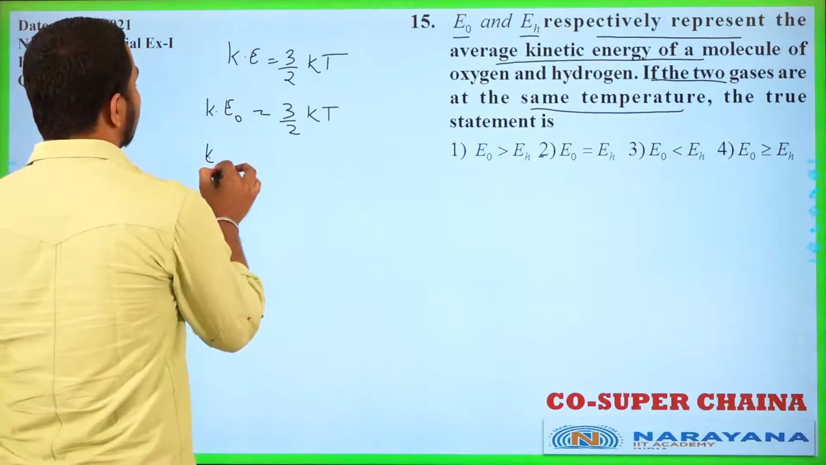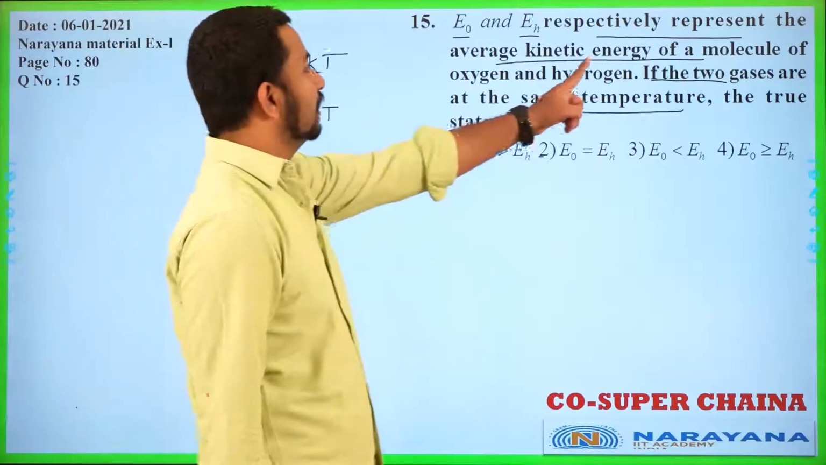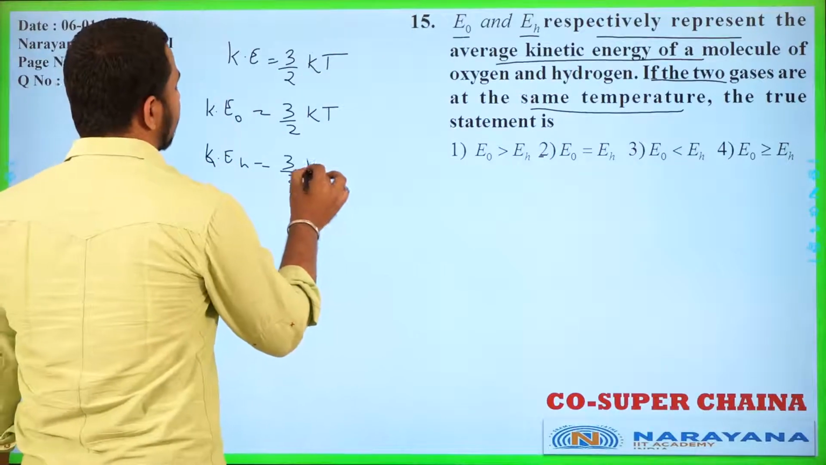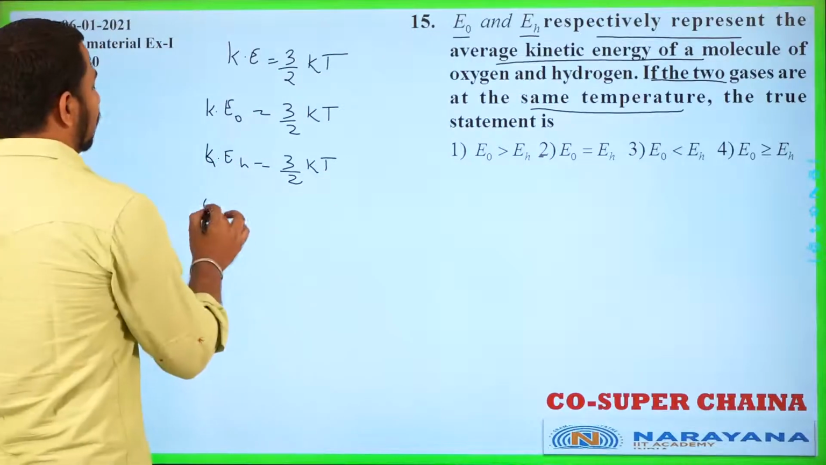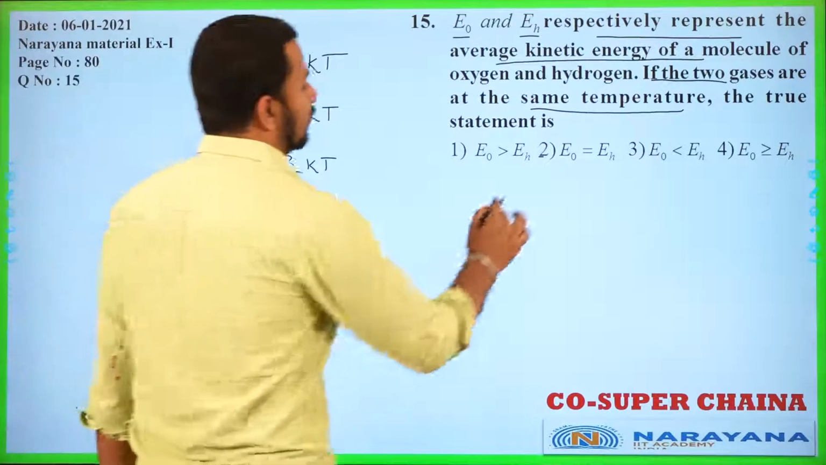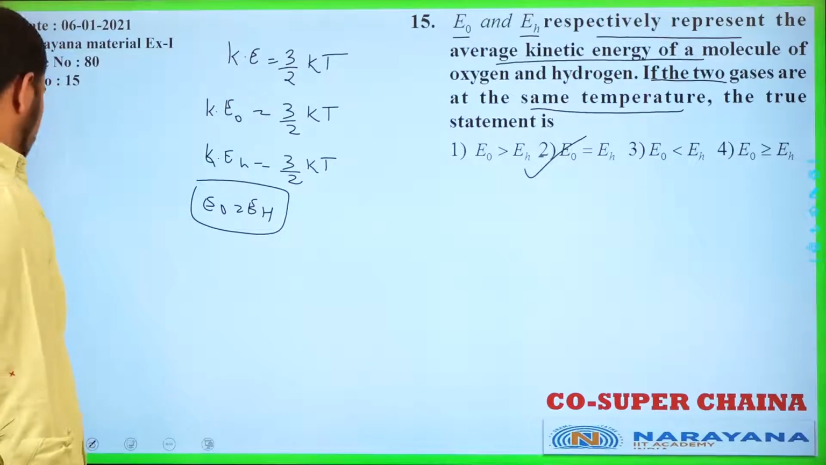Similarly, if you find the kinetic energy EH, the average kinetic energy of a hydrogen molecule, you will again get 3/2 kT. So both E0 and EH come out the same at the same temperature. That will be the answer of this question. Okay, so let's move to the next question.